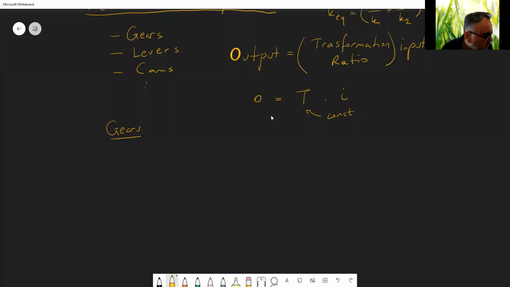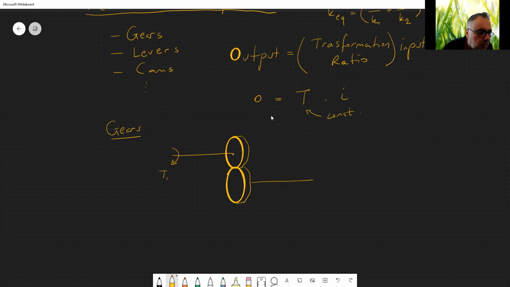For example, if you look at gears, gears are important for us, so let's spend some time on it. Let's say that you have a gear like this. There is an input shaft, and this is the output shaft. So this is T, the torque, omega 1 and theta 1.